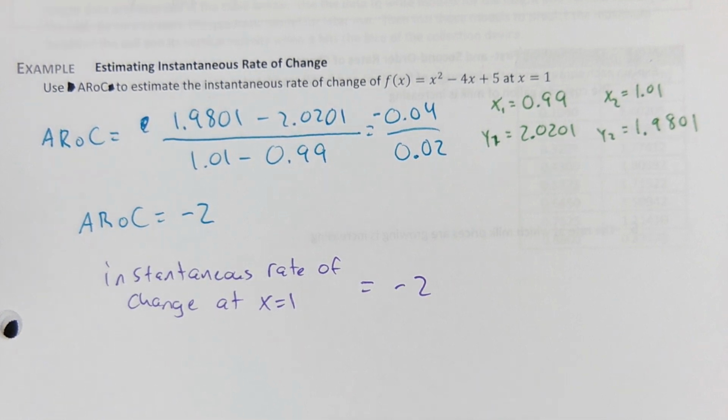The hundredths? I mean, there's nothing wrong with going. If you went to the tenths, you could go to the tenths. It just won't be as accurate. So the closer to the number you get, the more accurate your answer is going to be.